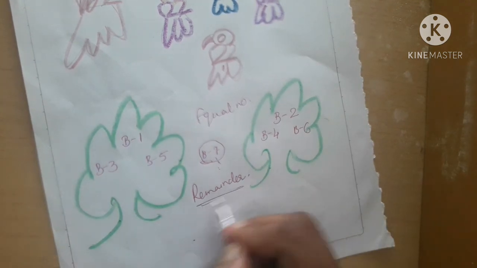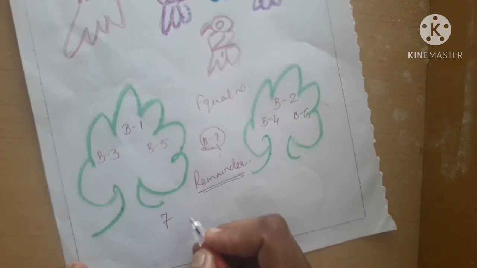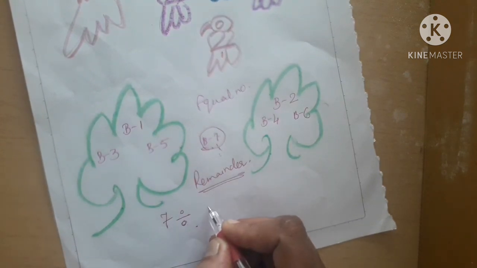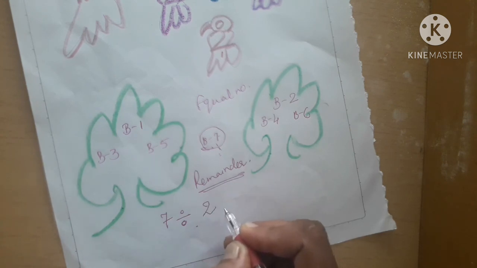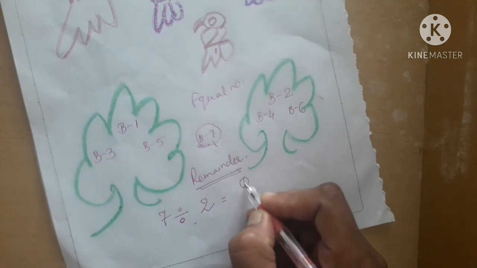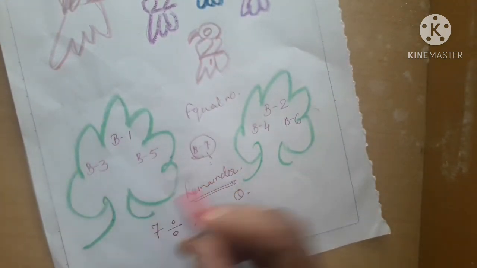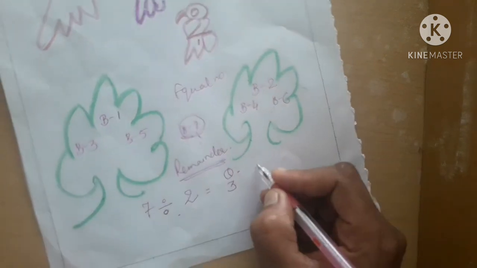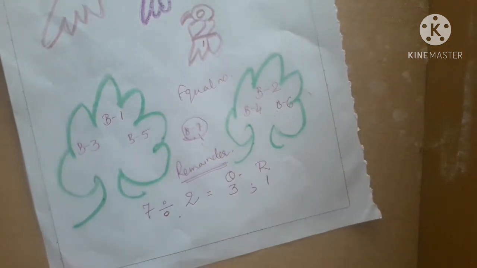Okay, so now here what happened actually, that is 7 birds were there and we tried to make them sit equally on 2 trees. So here what was the quotient on each of the trees? You saw that 3 birds could sit. That is quotient is 3 and 1 bird was left out, that is remainder is 1.